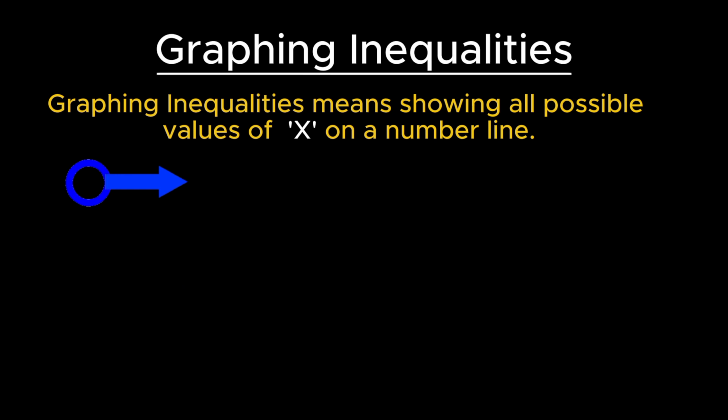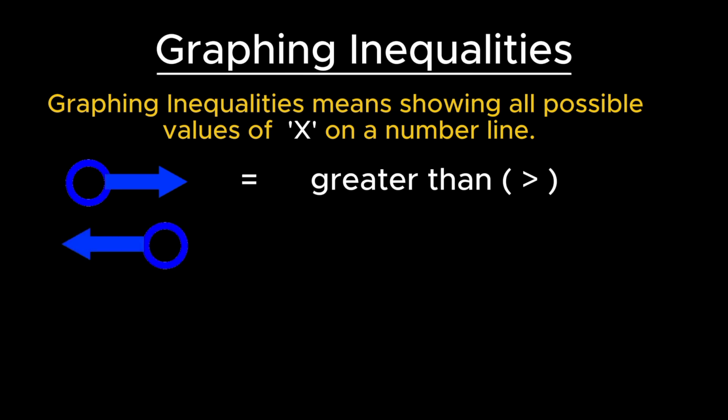An open circle with an arrow pointing to the right represents x is greater than a number. An open circle with an arrow pointing to the left represents x is less than a number.